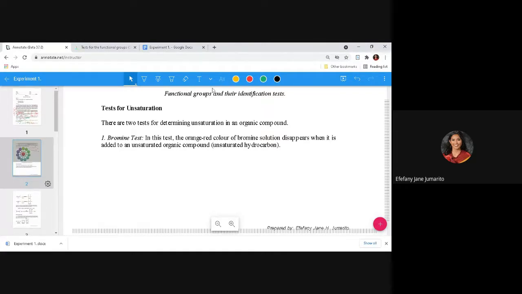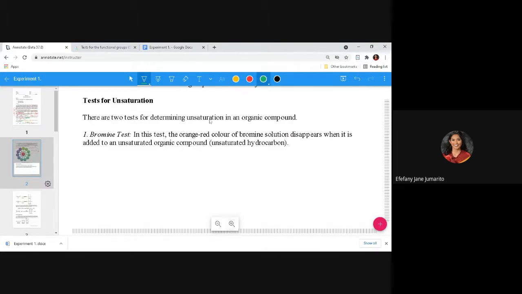Okay, we have tests for unsaturation. There are two tests for determining unsaturation. Unsaturation is the presence of pi bonds in an organic compound.